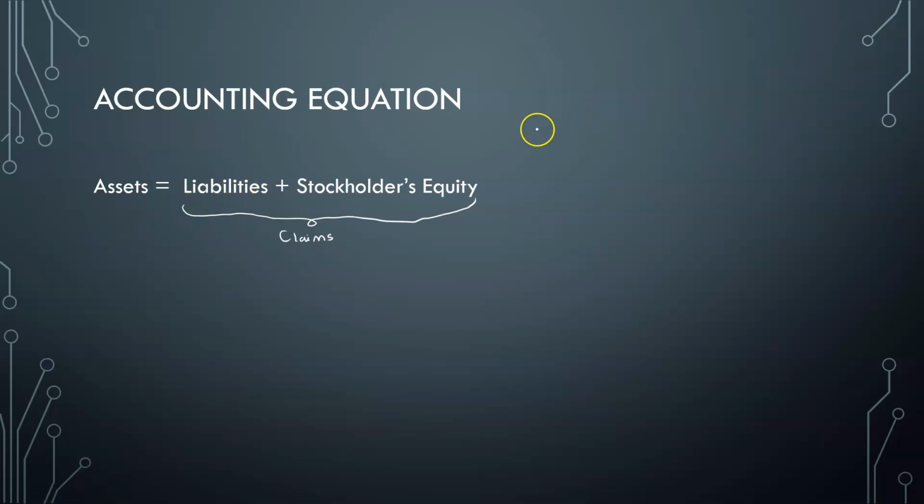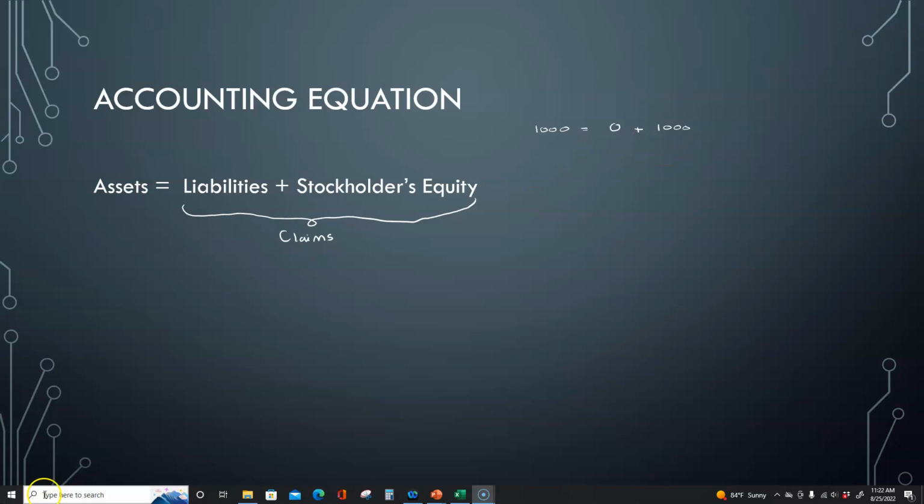A quick example is if a company has $1,000 worth of assets, we know that the accounting equation says assets equals liabilities plus stockholders' equity. If the company has no debts, liabilities are equal to 0, and for the accounting equation to hold true, stockholders' equity has to be $1,000. What does this mean? This means the company has $1,000 of assets, and that entire $1,000 of assets are owned by the owners of the company. Stockholders' equity represents ownership of the company.